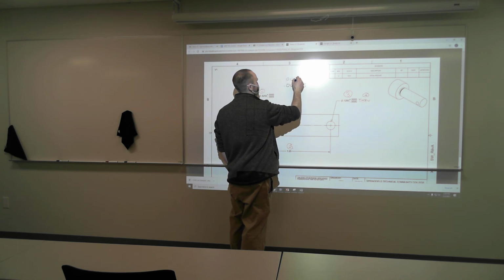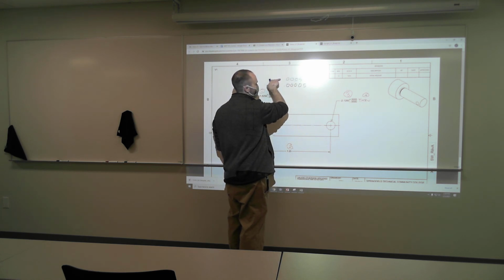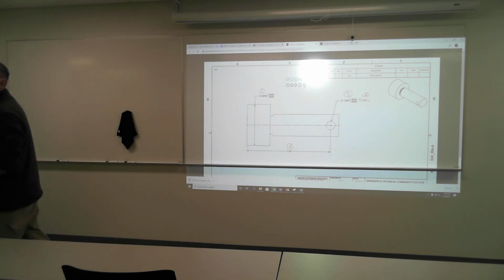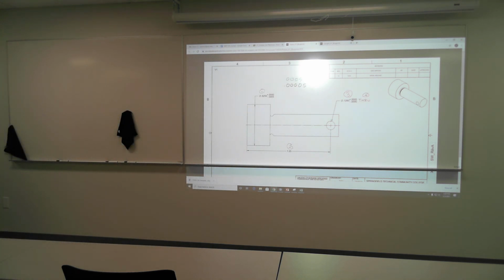So that was our total tolerance. That's what we really should have for our gauge sensitivity. Now, do we have any gauges that are that sensitive in the shop? No. The only gauge that's that sensitive is a CMM.